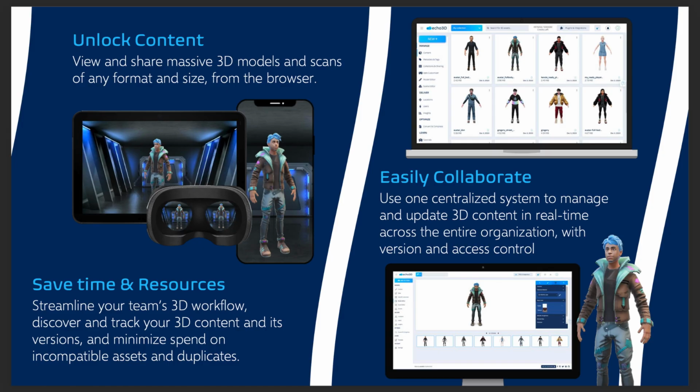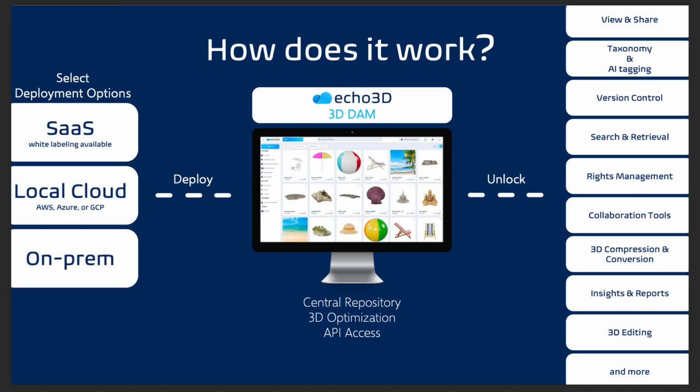echo3D gives you full control over your 3D content. Teams can easily view and share even large-scale models and scans, collaborate through a single centralized platform, and streamline their entire 3D workflow to save both time and cost. And now that we've covered what echo3D is, let's take a look at how it works. Each client chooses their preferred deployment option: SaaS on our cloud, a private cloud within their own environment, AWS, Azure, or GCP, or on-premises. Once deployed, teams across the organization gain access to a wide range of features like the ones listed here on the right, and many more.